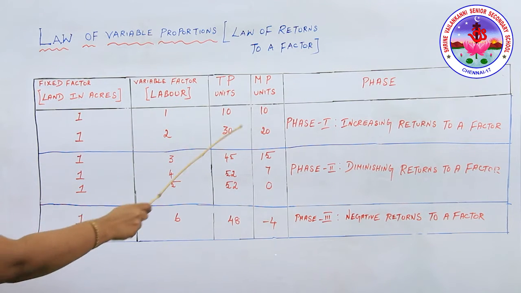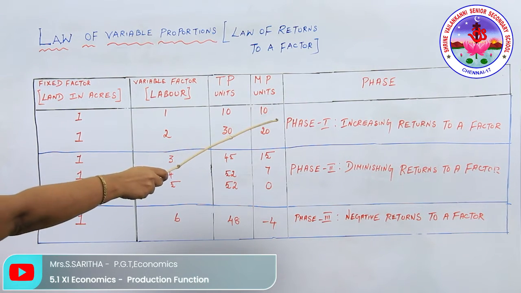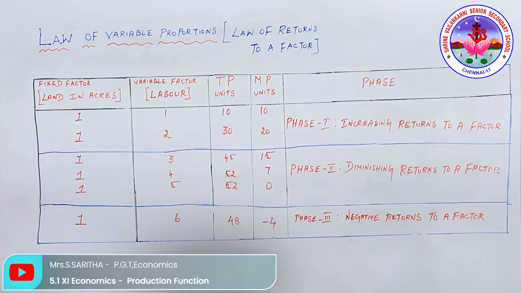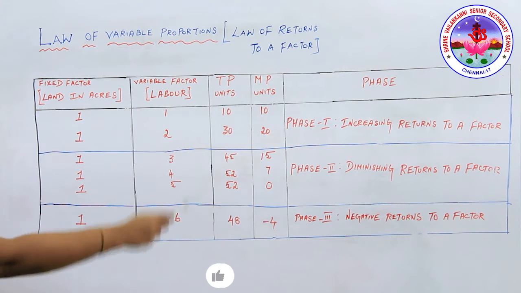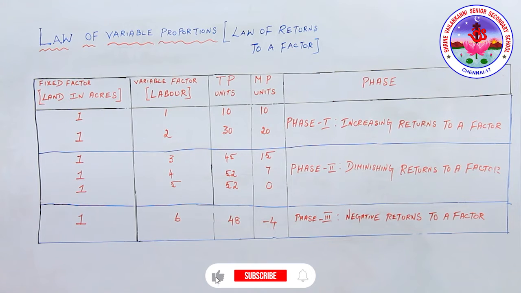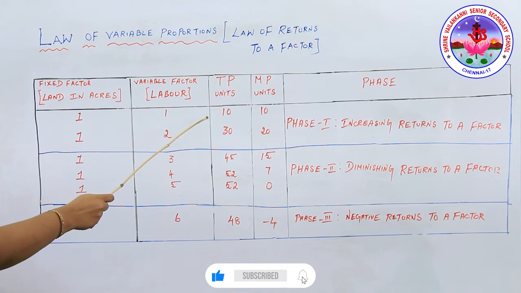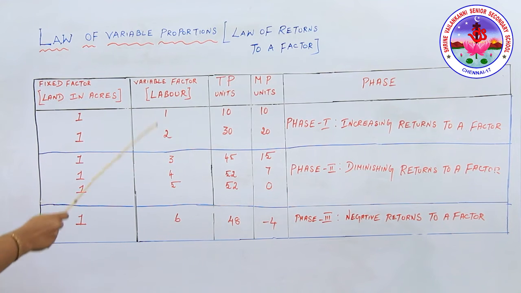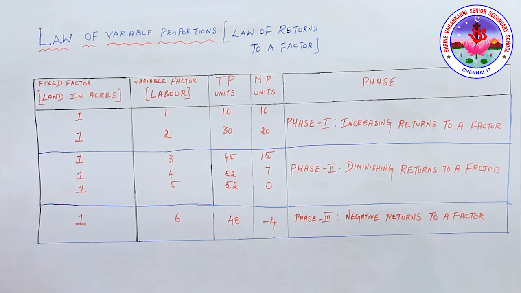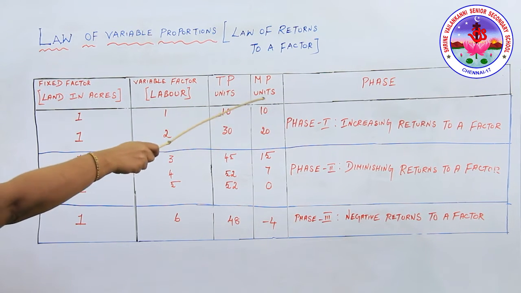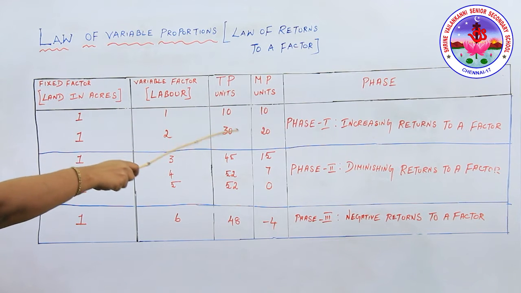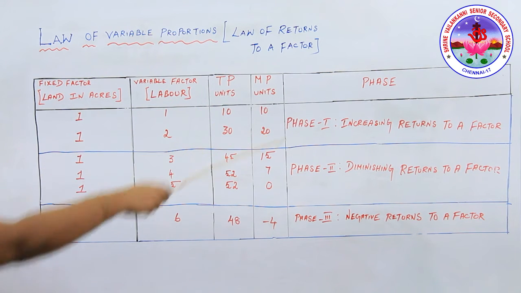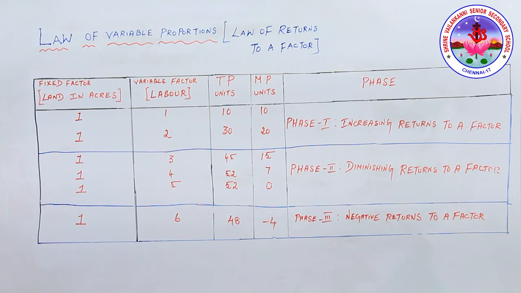So from the first phase, that's what they have given you. From the first phase, we are calling it increasing returns to a factor. Yes, because the TP increases when the labor, that is the variable factor, increases from 1 to 2. The total product also increases from 10 to 30. And as I've said, the marginal product, TPn minus TPn minus 1, you will get 20. So the first one is increasing returns to a factor.